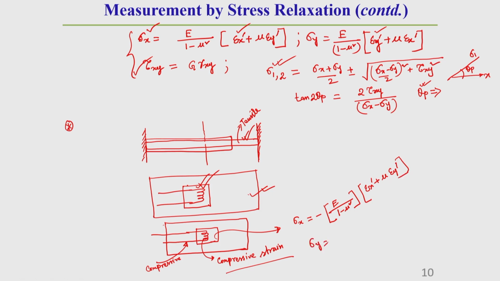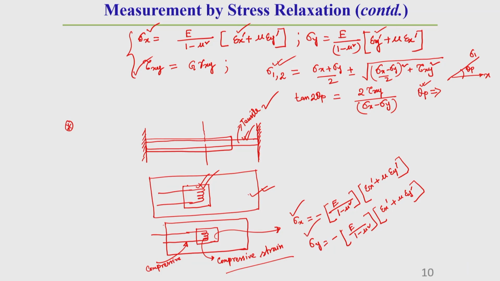Similarly, sigma y will be minus E by 1 minus mu square into epsilon y dash plus mu epsilon x dash. A negative sign will be there. Why the negative sign? Because the body actually has tensile stress, but once released, the recording gives negative strain. To get the actual residual stress value, we have to multiply the recorded value by the formula with a negative sign. Similarly, the shear stress will be minus G into gamma xy. Keep this in mind.